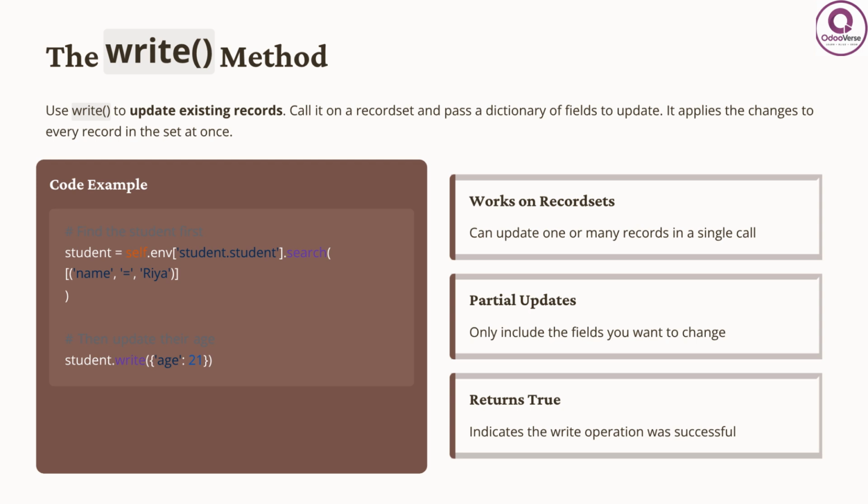Now let's understand the write method. Write is used to update existing records. First, we search for a record. Then, we call write and pass updated values, for example, updating a student's age from 20 to 21. Write can update one record or multiple records together, and it only updates the fields we provide.